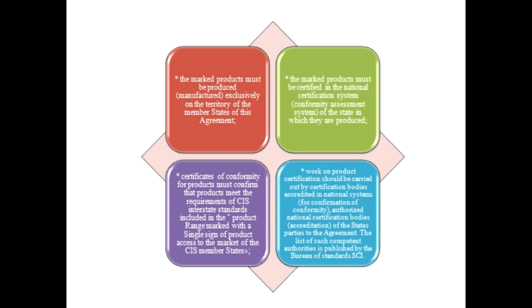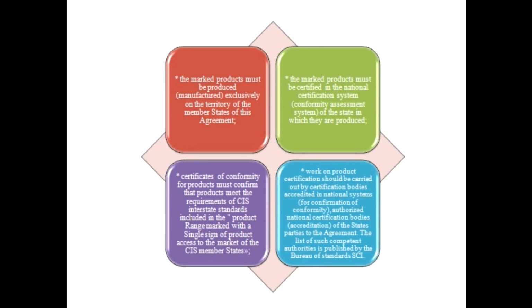The products must be produced, manufactured exclusively on the territory of a member state of this agreement. The products must be certified in the national certification system, the conformity assessment system, of the state in which they are produced. Certificates of conformity for products must confirm that products meet the requirements of CIS interstate standards included in the product range marketed with a single sign of product access to the market of the CIS member states.